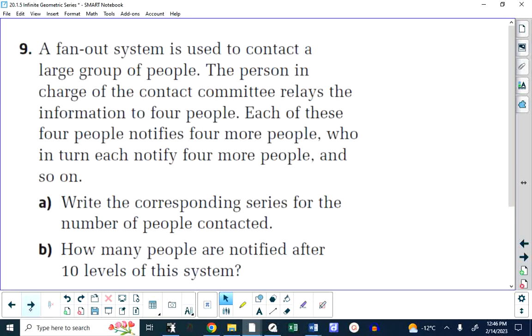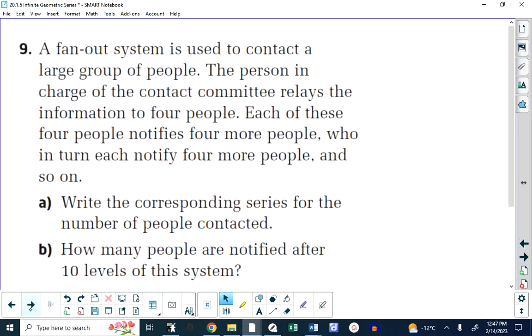Everybody had at home a sheet of paper, and it said, Mrs. Elgert at the top, and then it had 4 lines going from her to Mr. Wilmot, Mr. Myers, Mr. Way, Mrs. McFeely. And then Mrs. McFeely phoned 4 people, and Mr. Wilmot phoned 4 people, and it spread out that way. It's what's called a fan-out system. So the person in charge of the contact committee relays the information to 4 people. Each of these 4 people notifies 4 more people, who each notify 4 more people, and it continues. Write the corresponding series for the number of people contacted.